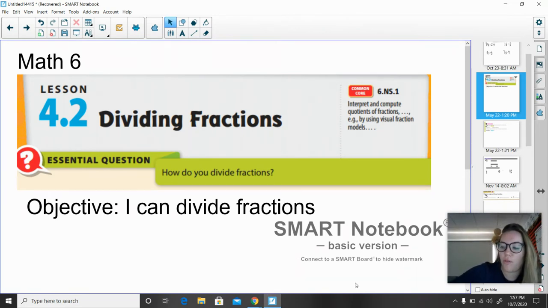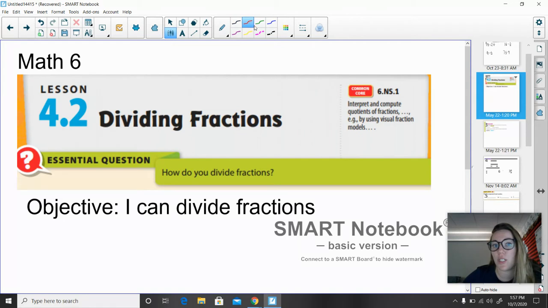So we are moving on from multiplying fractions and mixed numbers to dividing fractions. Now, I chose to do multiplying and dividing first because it's so much easier. I mean, honestly, not so much easier because adding and subtracting fractions is pretty easy too, but dividing fractions is no more difficult than multiplication. It's just a little extra step.